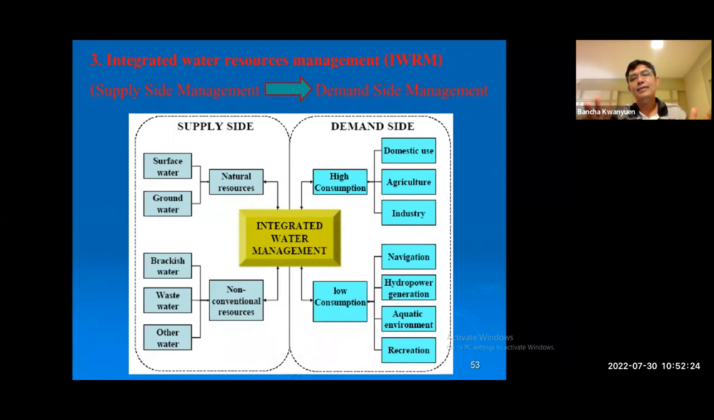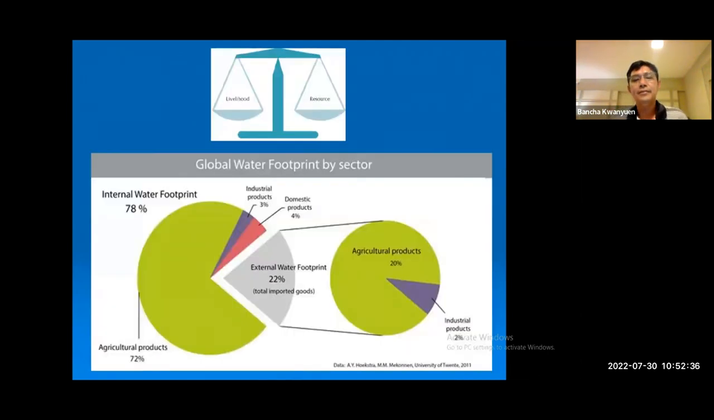That's why I think in Thailand or in other countries, we have to put more and more attention on demand side water management. In the past, we talked a lot about the supply side. So we try to balance the livelihood and the resource.